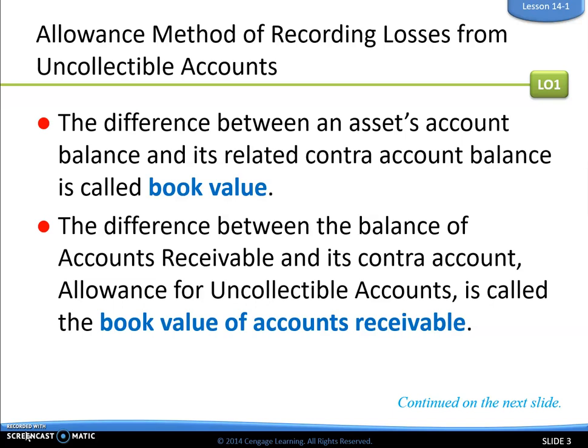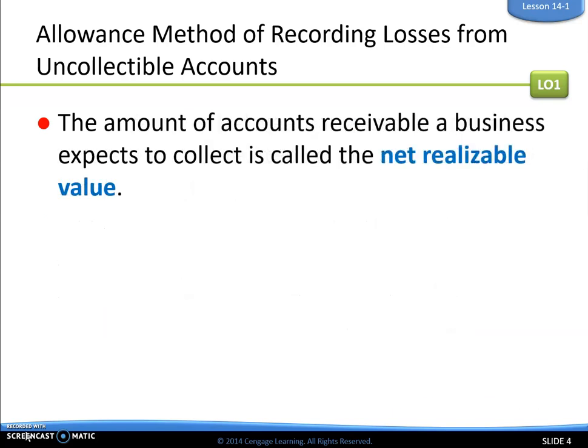However, we don't want to actually just decrease that controlling account because we want to keep track of what we have for uncollectibles. So we're going to put it in a separate account, hence our contra account. Okay. The difference between the balance of our accounts receivable and its contra account, called allowance for uncollectible accounts, is going to be our book value of accounts receivable. The amount of accounts receivable a business expects to collect then is called the net realizable value.